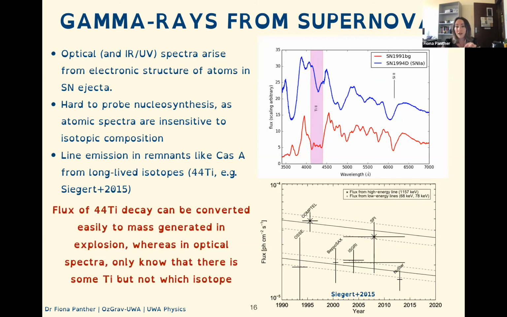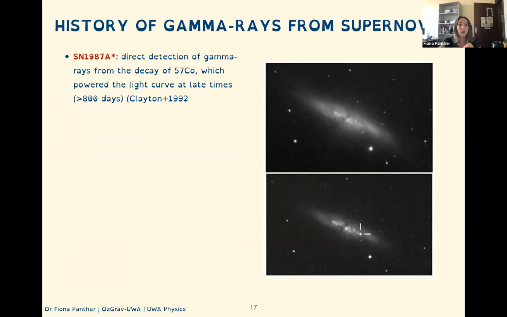However, if you look in the gamma rays and you see the lines from the titanium-44 decay, and there have been measurements of the different fluxes over many, many years of the titanium-44 decay lines with gamma ray telescopes, you can then convert that into the mass of that single isotope generated in the explosion. Whereas if you do that in the optical, you only know there was some titanium, but not which isotope.